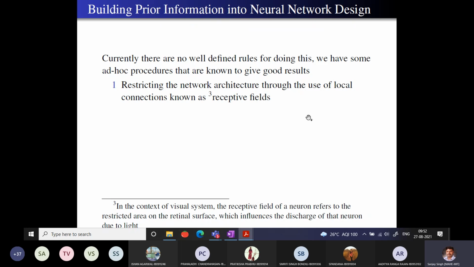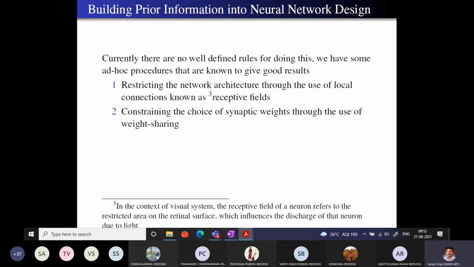So what do you mean by receptive fields? Receptive fields vary depending on the context you're talking about. It is mentioned that in the context of the visual system, the receptive field of a neuron refers to the restricted area on the retinal surface which influences the discharge of that particular neuron due to light, meaning at what time and due to what reason that neuron will be activated. So that is the receptive field.